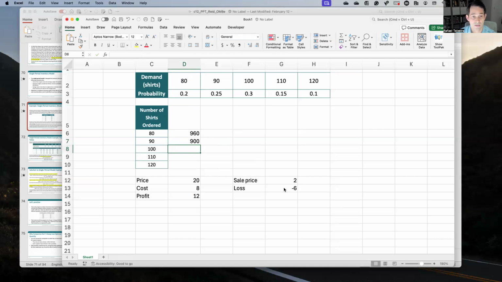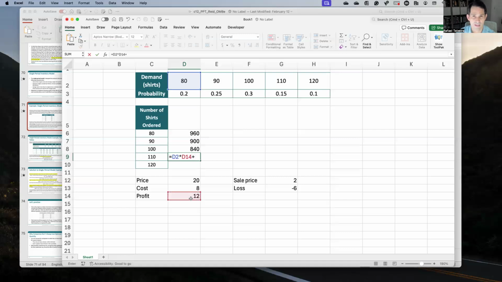One more time. He orders 100. The demand is 80. So he sells all the 80 for the full price and makes this amount of profit. But he has 20 unsold, because now it's 100 minus 80. So it's 20 times the loss. One more time. He orders 110 and the demand is 80. So he's going to sell all the 80 for the full price, making this profit, 80 times 12.